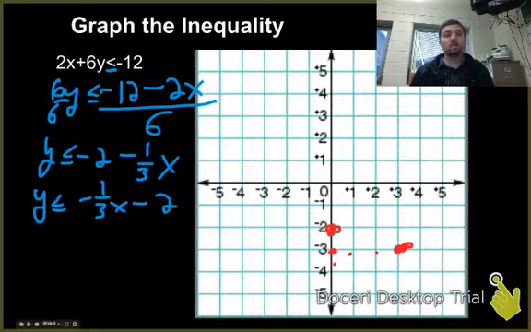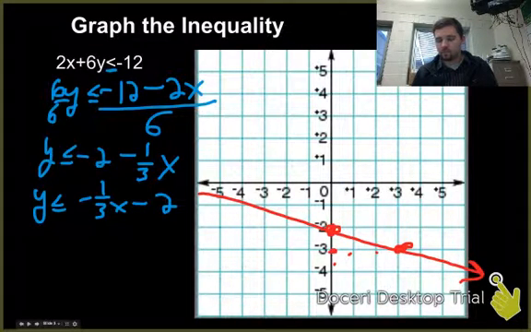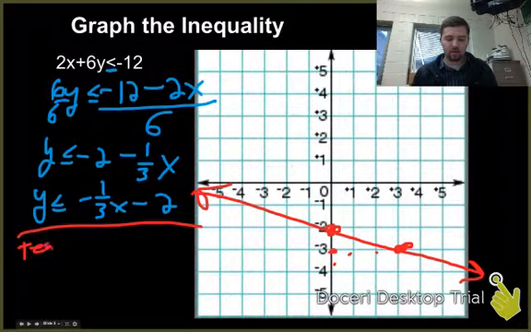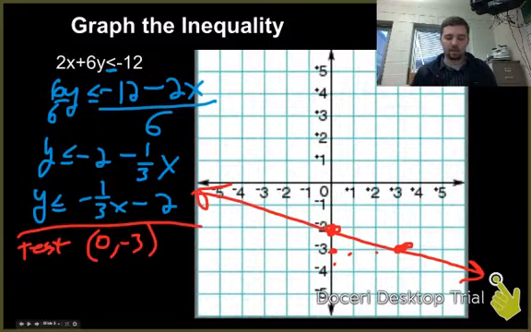Okay. Is it solid or dashed? Well, it's less than or equal to. That must mean that it's a solid line. Okay. Now, I'm going to pick a point. I can pick any point that I want. Usually the point that I choose is 0, 0. But because I kind of know where this problem is going, I'm going to pick a different point. I'm going to pick 0, negative 3. Okay, so I'm going to test 0, negative 3.